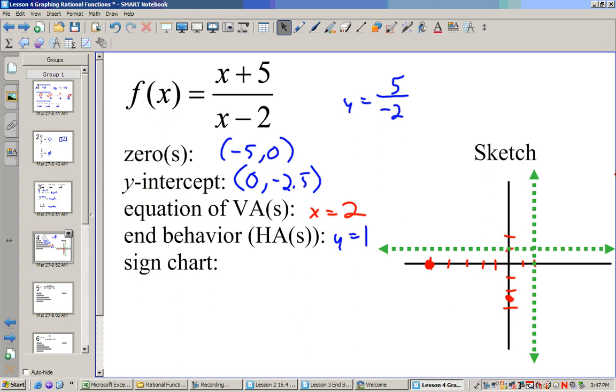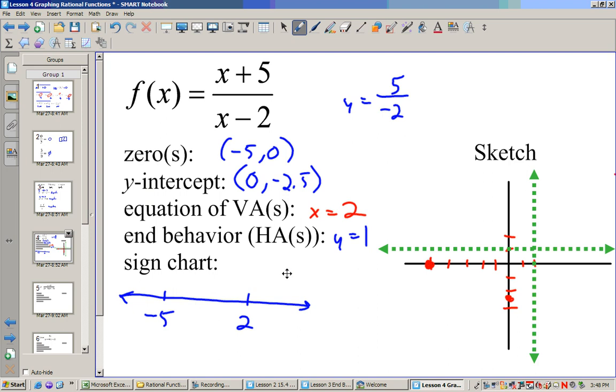Alright, now we look at our sign chart. And on my sign chart, we want to put on zeros and vertical asymptotes, because those are the only way we can change from below the x-axis to above the x-axis. So my 0 is at negative 5. My vertical asymptote is at 2. Now we pick points to the left, in between, and to the right of these values.